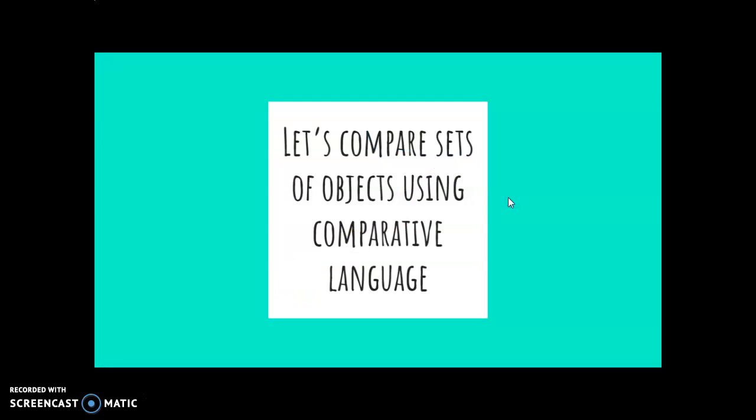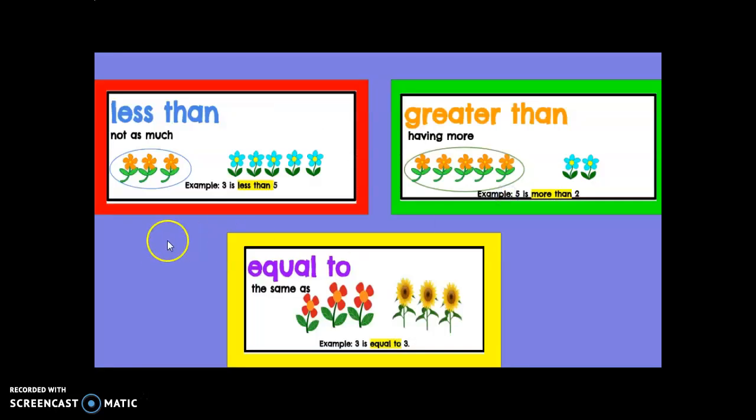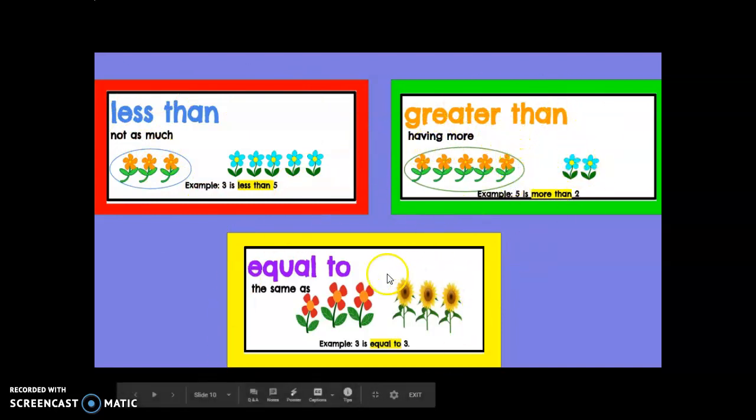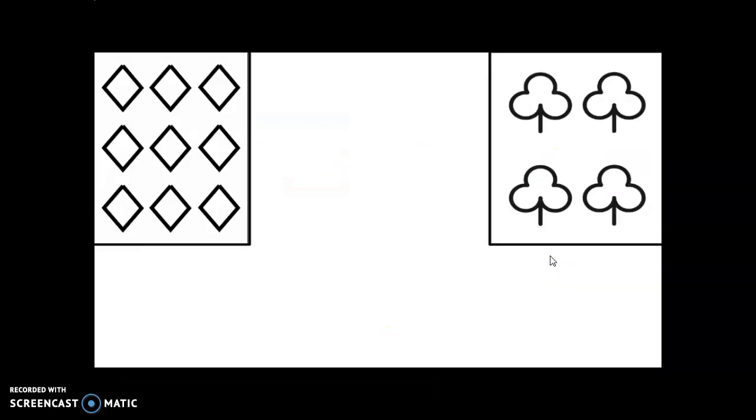All right, so let's compare sets of objects using comparative language. So I just want to review the comparative language vocabulary again. So less than means not as much or not more, and that'll be on the red card. Greater than means having more. That'll be on the green card. And equal to means the same, okay? And if you forget what they mean, just pay attention to the pictures.